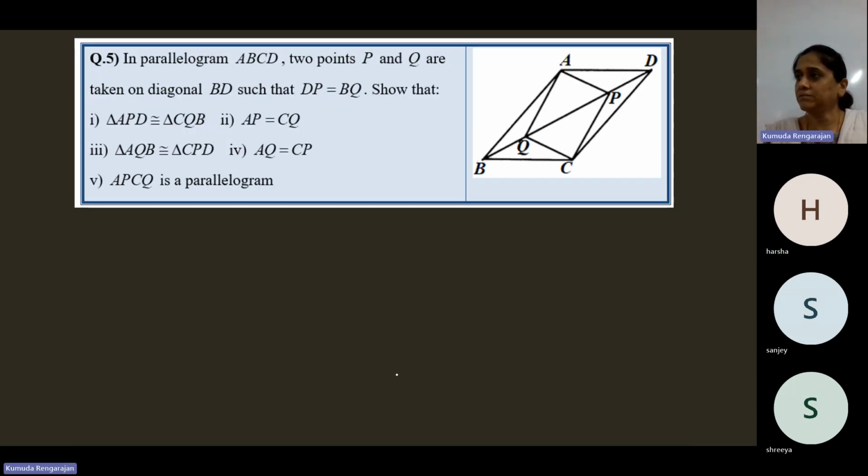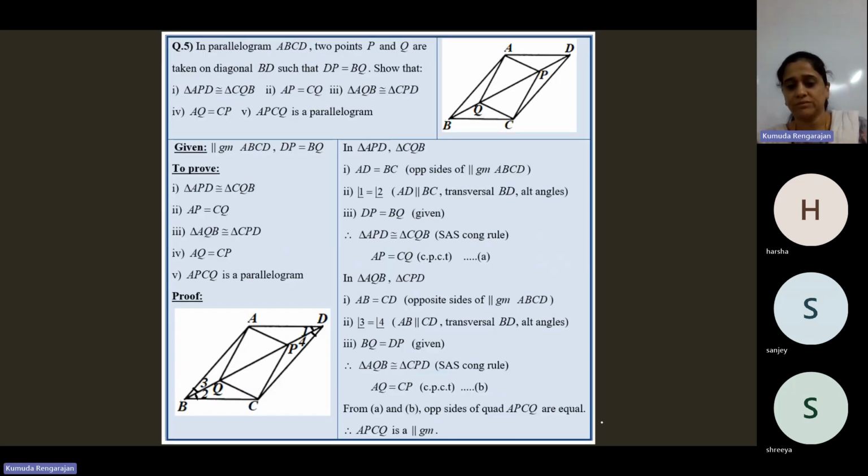We finished this one the other day. You can just take down the proof now. We already discussed this the other day, children, in the last class. Please write down the proof, read what is given, understand and write down.